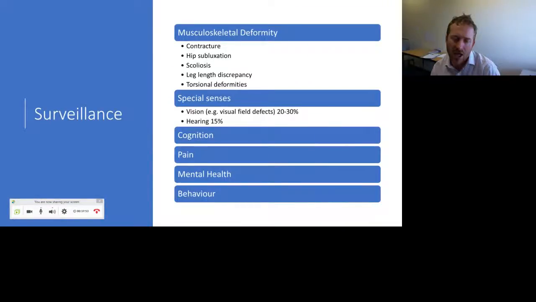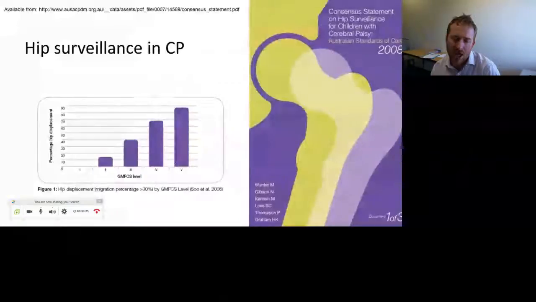We look for the development of contractures, for evidence of hip subluxation, scoliosis, leg length discrepancy, particularly in the context of hemiplegia, torsional deformities, special senses and hearing, particularly thinking about the preschool years and the development of fine motor function and language. Cognition, the development of pain, particularly in teenage years, mental health. We know that there's an association with mental health disorders and behaviour as well, which may impact upon their general health and well-being.